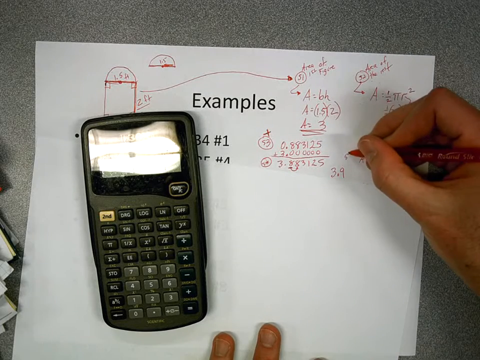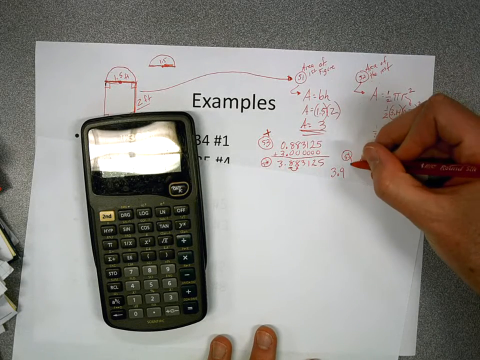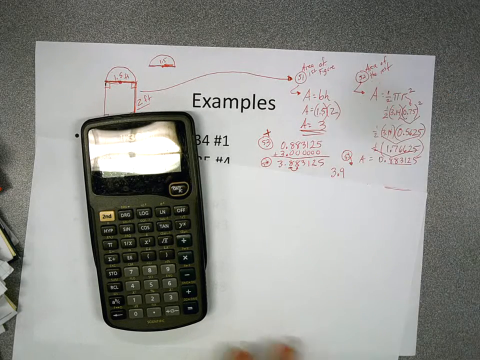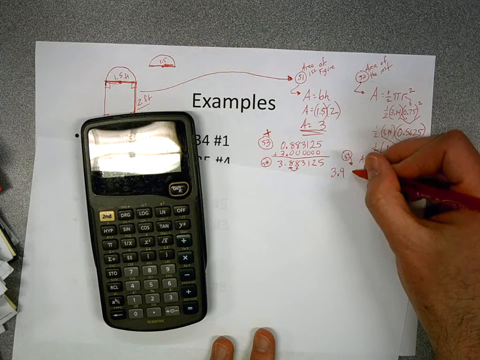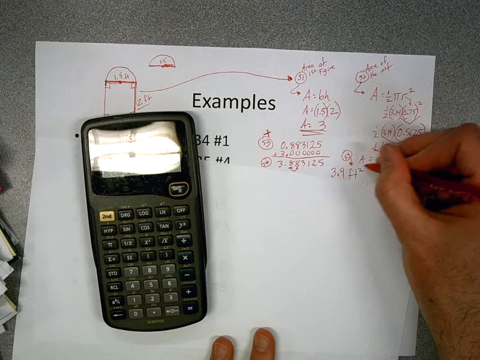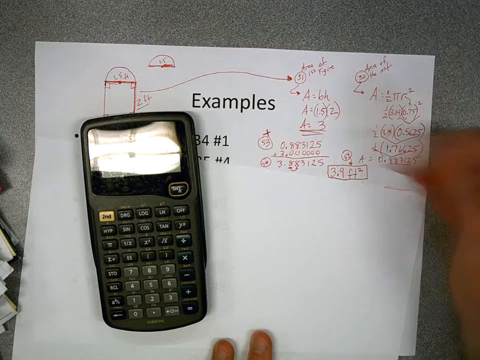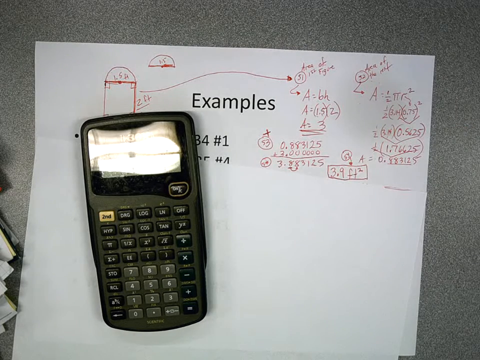And step 4, like always at the very end of a word problem like this, or even a geometry problem, put your units on there. And since we're talking about area, ladies and gentlemen, it is square feet. 3 9/10 square feet.